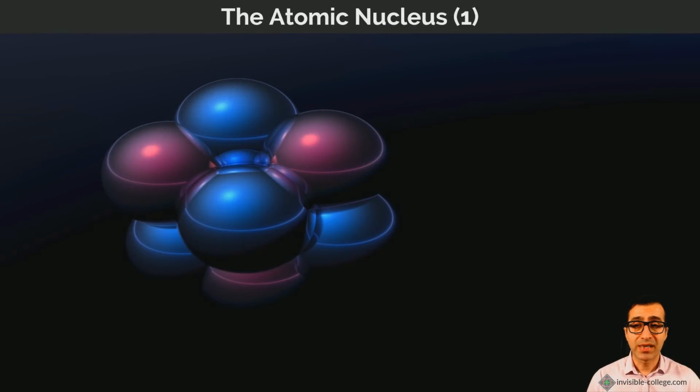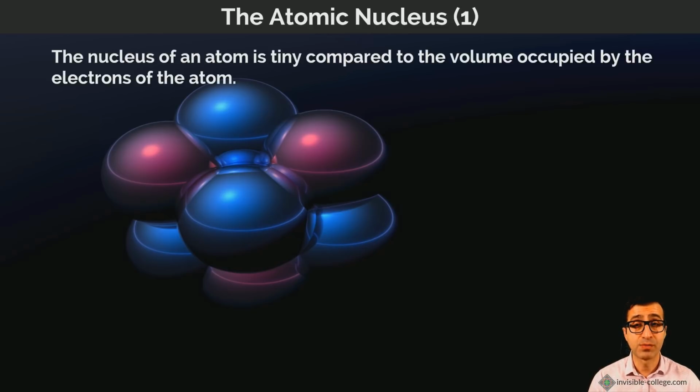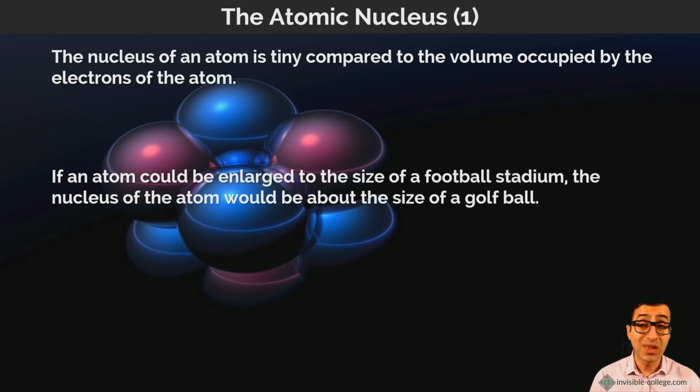So let's talk about the nucleus a little bit here. The nucleus of an atom, even in comparison to the tiny size of an atom, is in fact very, very small. It's a very tiny proportion of the total volume occupied by the electrons of an atom. Now, this is a huge approximation and generalization, but to give you a sense of just how small the nucleus is, if an atom could be enlarged to the size of a football stadium, then the nucleus of the atom would be about the size of a golf ball. So that gives you a sense of just how much empty space there is in an atom.